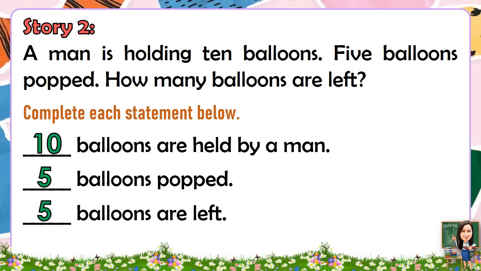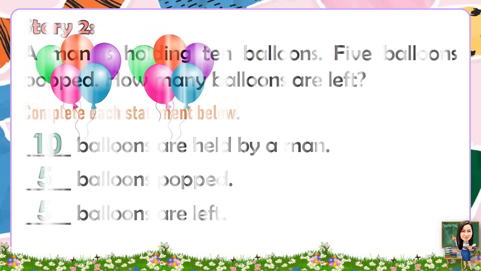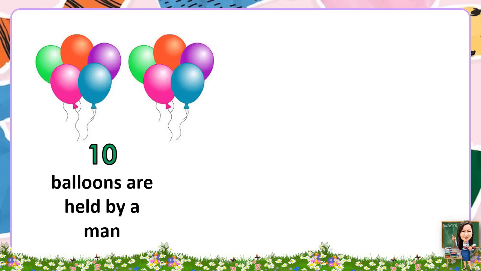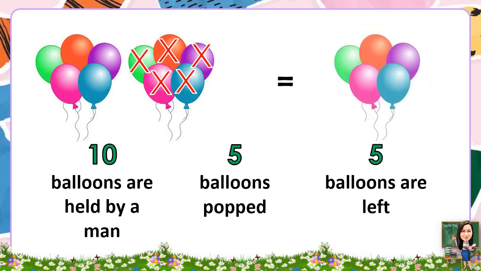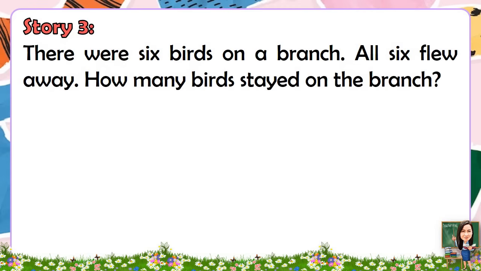5 balloons are left. Using the counters, 10 balloons are held by a man. 5 balloons pop. Let's take away 5 balloons. 1, 2, 3, 4, 5. Therefore, 5 balloons are left. And for story number 3, there were 6 birds on a branch. All 6 flew away. How many birds stayed on the branch?